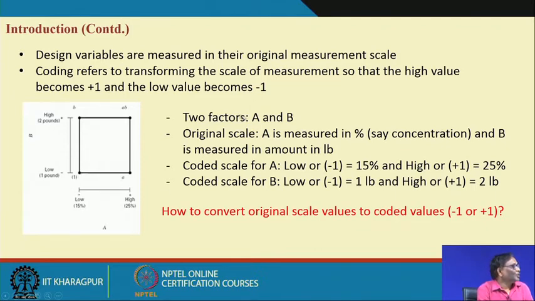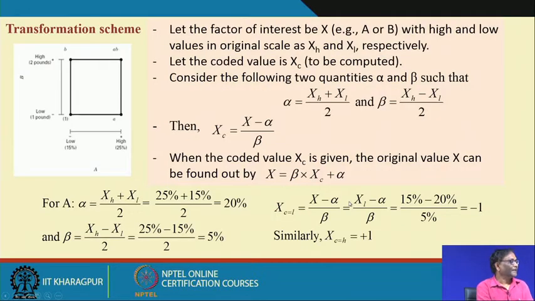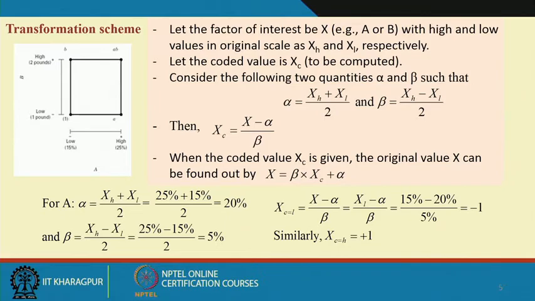So, in this example, 2 factors A and B, and our job is that -1 corresponds to 15%, +1 corresponds to 25%, -1 corresponds to 1 pound, +1 corresponds to 2 pound for factor A and B respectively. So what we will do here? We'll start with one factor only, for example. Although we are explaining the two factor case, we will do it separately for each factor at a time.